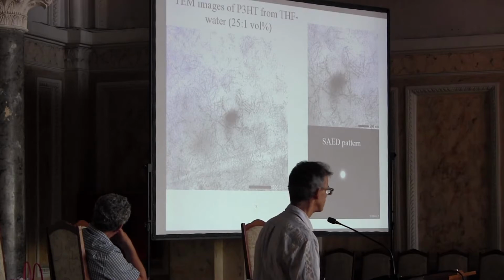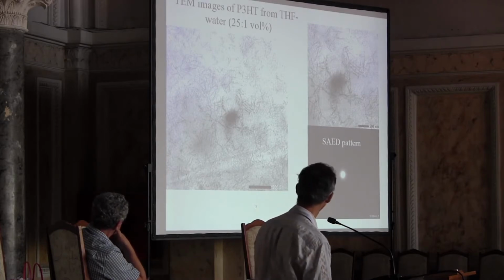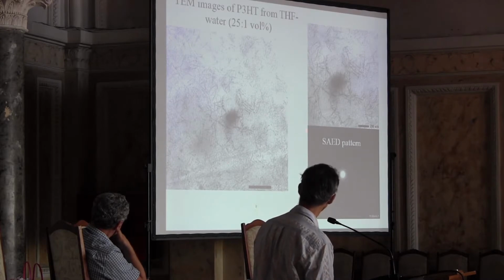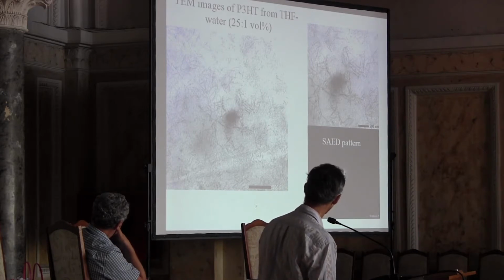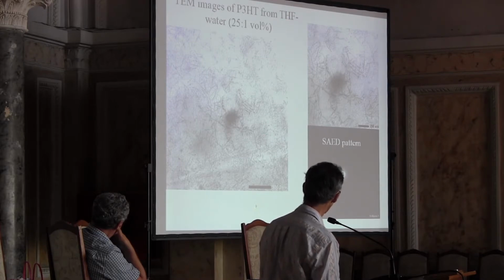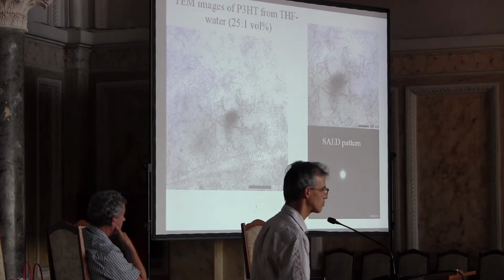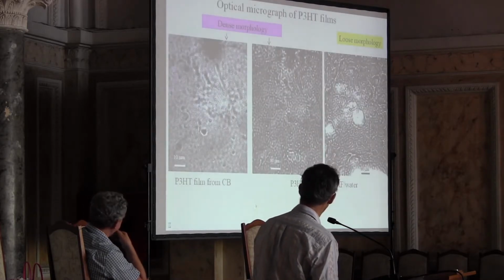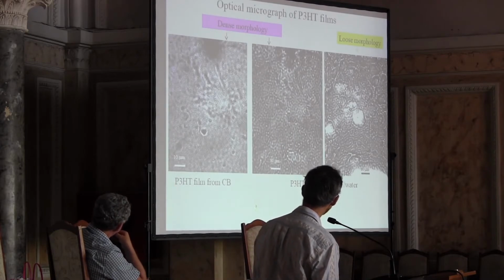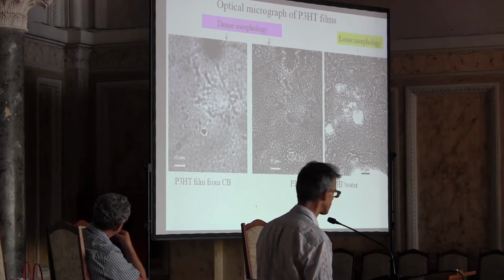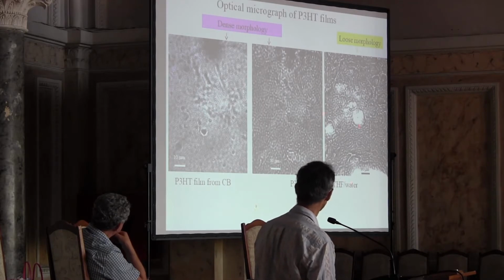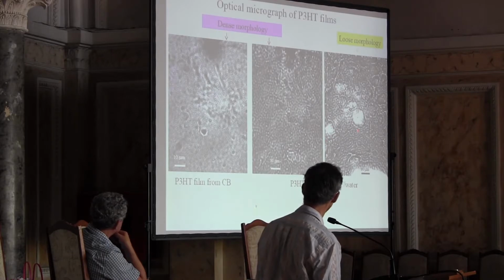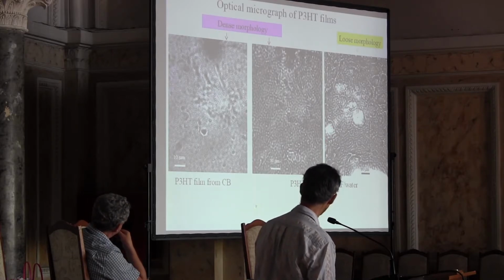If we deposit the film from binary solvent onto the substrate, we can see that the film has a very disordered structure, disordered morphology, and the electron diffraction pattern shows that most of this material is in the amorphous phase. If we look at the morphology of the films, we can distinguish two groups of morphologies. The first group is dense morphology, and the second group is loose morphology, where we see a lot of holes and free spaces between the aggregates of polythiophene.